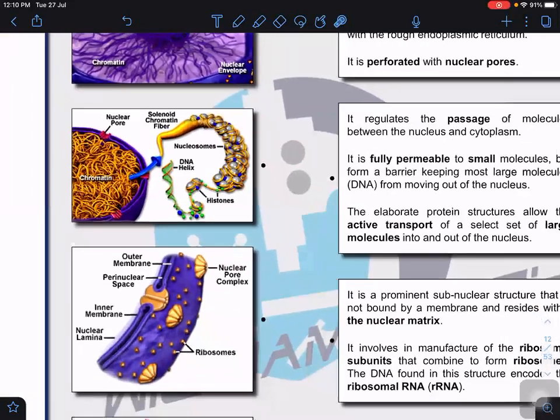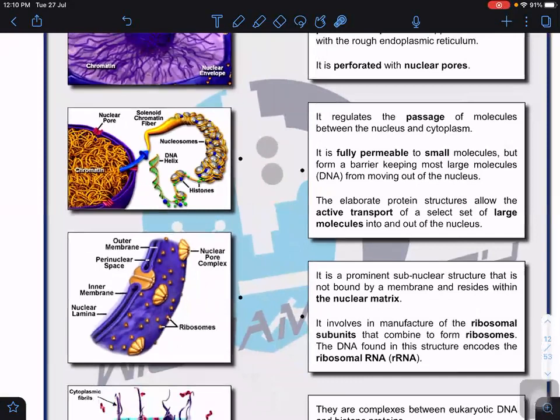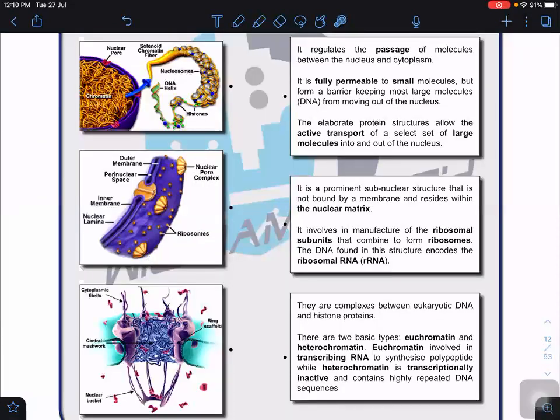Next, you can see that this is the nuclear envelope. It's a double layer, so the nucleus is a double membrane bound organelle. And these membranes are selectively permeable. It is very important when you use the word permeability in this case.